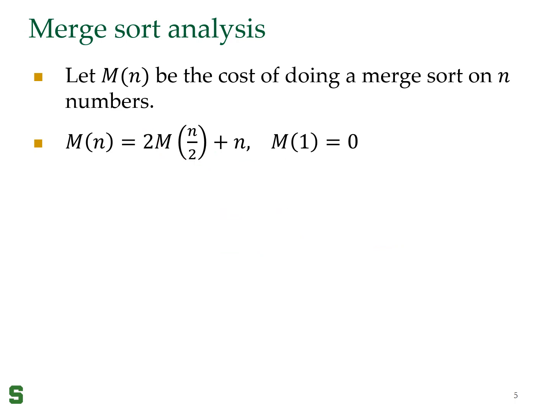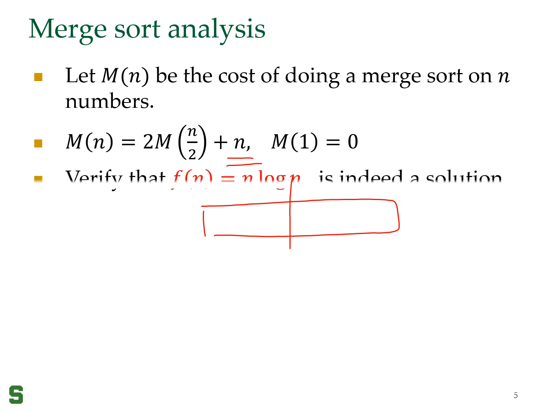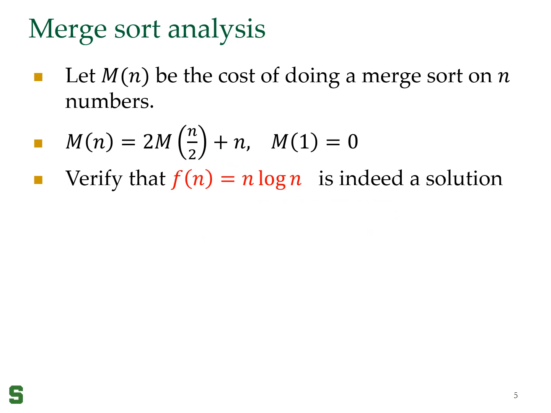And finally, if I have this sorted array, I have to merge them, and to merge I'm going to need order n work because I can go through the array once and merge it. M of 1, which is if I have just one element, the cost is 0, because if I have one element, the array is already sorted. You can verify that if I choose f of n equal to n log n, this is in fact a valid solution.